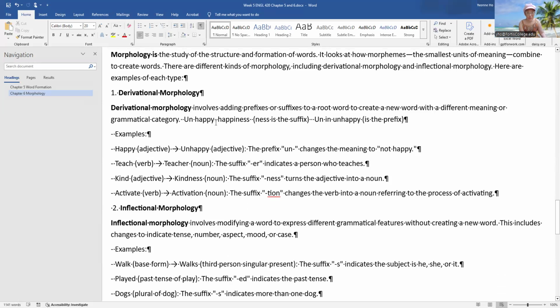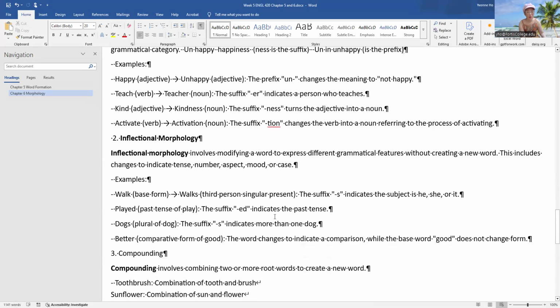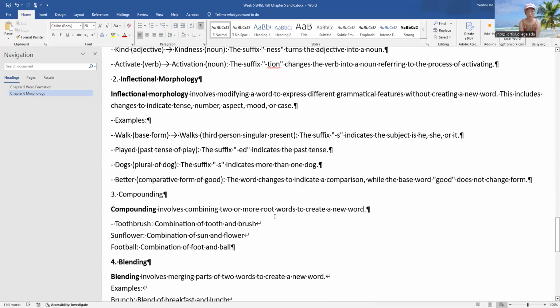Each language has its own system. This is just English. Wait until you start learning Chinese or French, and it's a whole other system to learn. This is why second language acquisition is so fascinating. Inflectional morphology involves modifying a word to express different grammatical features without creating a new word. This includes changes to indicate tense, number, aspect, mood, or case.